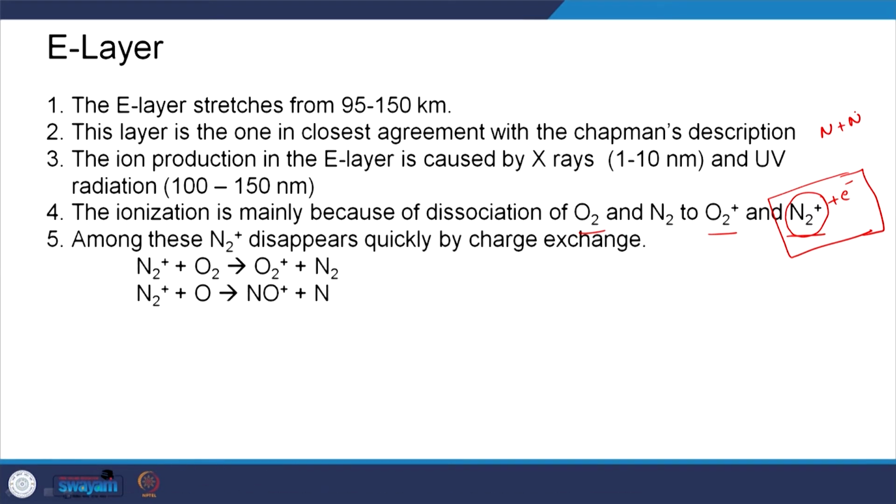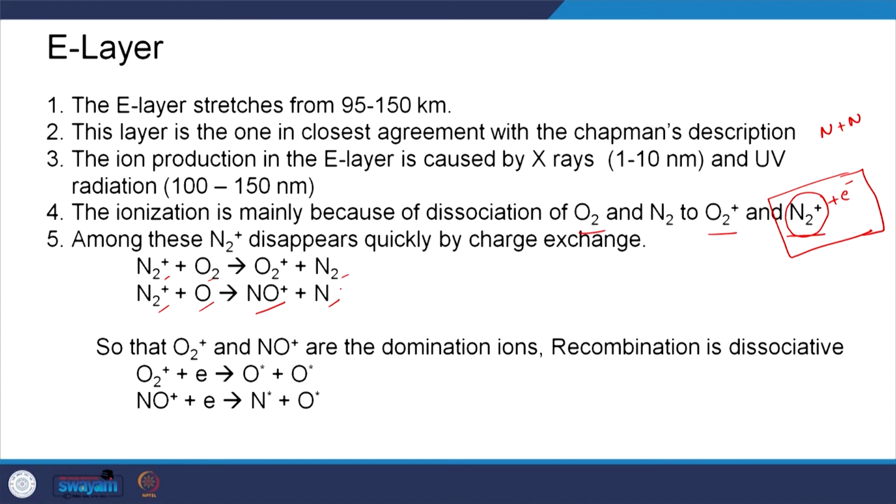Among these, N2 plus, being a molecular ion, quickly disappears by charge exchange. So, N2 plus will not be available as it is. It will quickly disappear by charge exchange with neutral species such as O2 and O. In this reaction, charge is getting exchanged from nitrogen to oxygen. So, this O2 now becomes O2 plus, and N2 will be a neutral molecule. N2 plus may also interact with a neutral oxygen atom, giving you NO plus and nitrogen, right. So, charge is getting exchanged and atom rearrangement is also happening here.